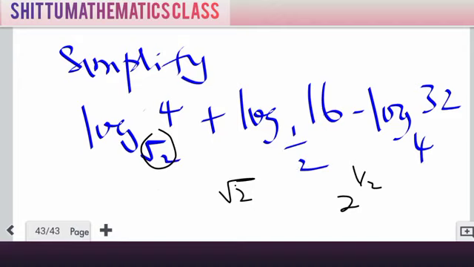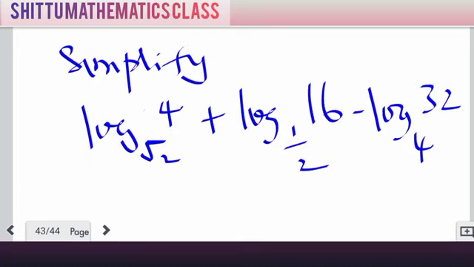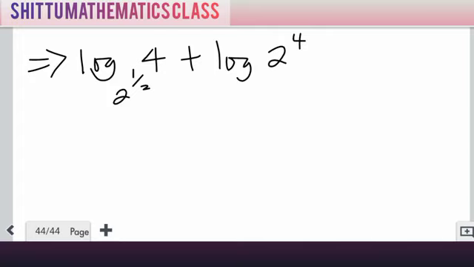I want you to listen attentively, so follow me and see what I'm going to be doing now. Let's go to the next page to see what I'm trying to say. From there you can have log of 2 to power 2, to base 2 to power 1 over 2, plus log of 16 to base 2 to power minus 1. 16 can actually be written as 2 to power 4. That's what I'm trying to say.